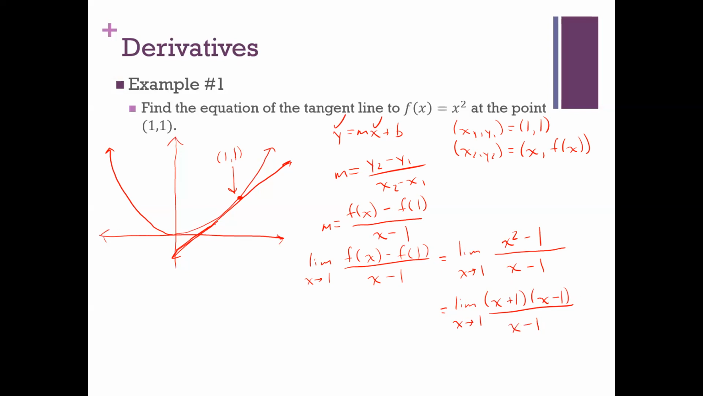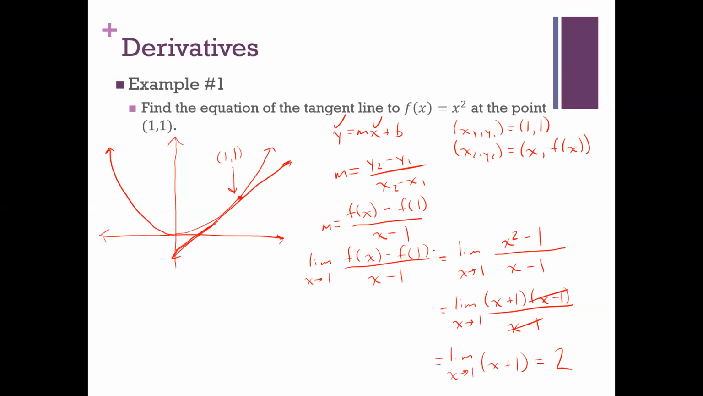Right. Now I have this thing. Can I just plug in 1 now? Absolutely. Polynomials are continuous everywhere, so I can just get the limit by evaluating at x equals 1. So all that work I just did was to find the slope, right? I should probably pause there. Any questions about how I got this far, at least?